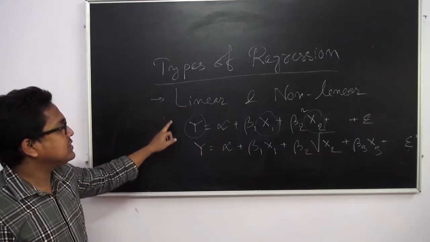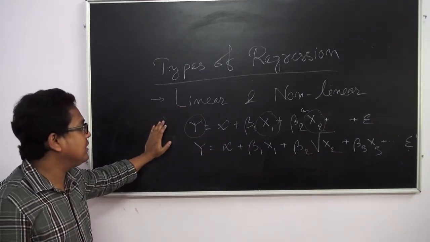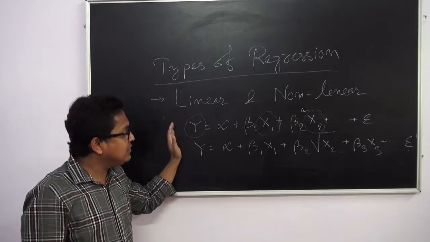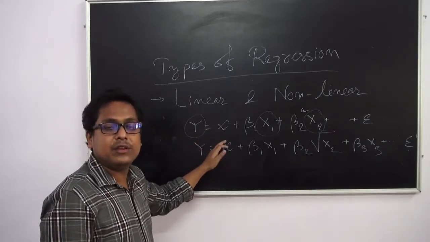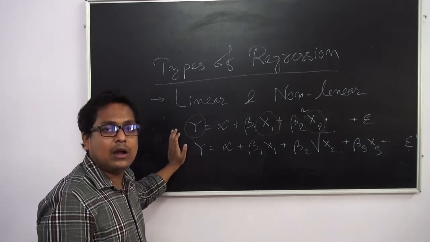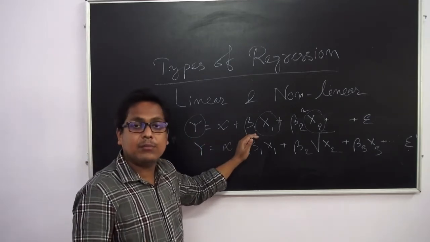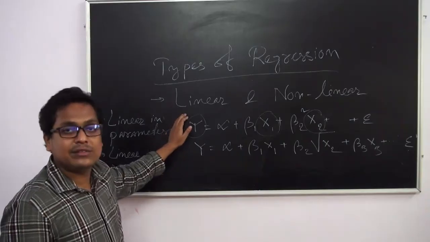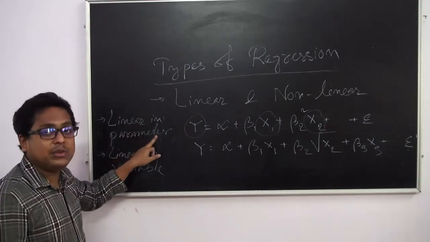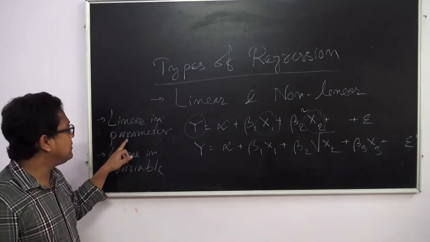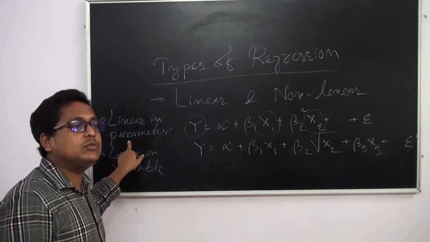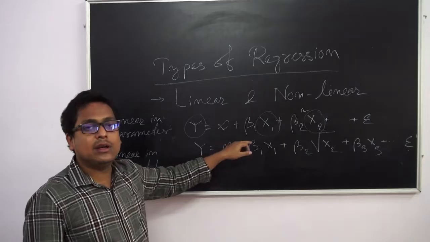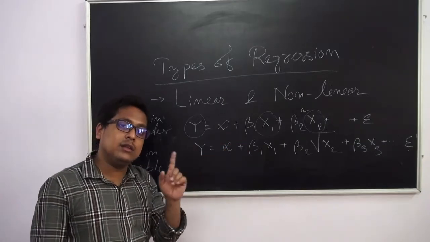Similarly here also, the first one is linearity in parameter. A regression equation will be called linear in parameter when none of the parameters have power other than unity. Now we have to discuss the linear. What is linear? Linear may be linearity in parameter and linearity in variable. So first of all, what is linearity in parameter? A regression equation will be called linear in parameter whenever none of the parameters in the regression equation have power other than unity.